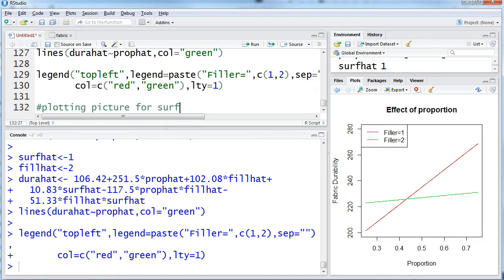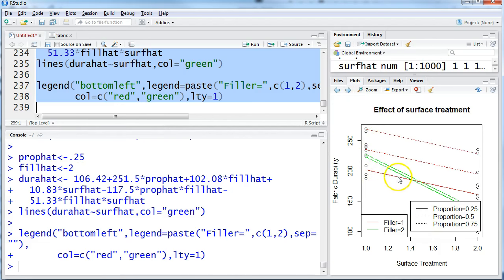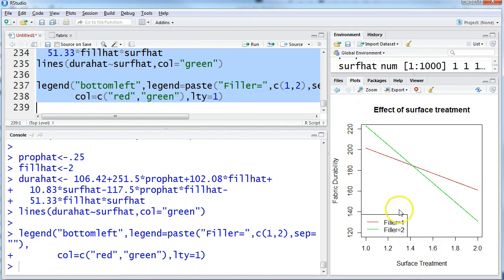Let's do the same thing for the surface treatment. So then when we talk about the effect of the surface treatment, we have the same three plots. Here's where we just picked a level of the proportion. Here we have drawn all the levels of the proportion. Each of the different lines has the same slope, so it's not like it's a different story, but we can draw different types of lines to represent that. It's a style choice. Or you can zoom in just on the effect of surface for durability based on the different types of fillers.